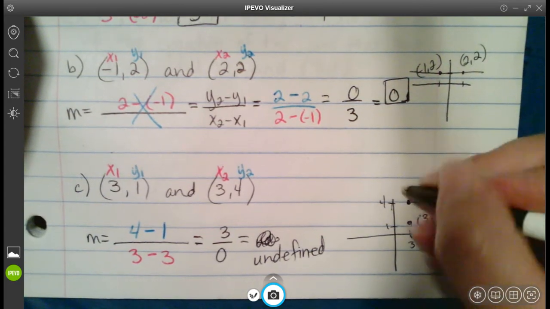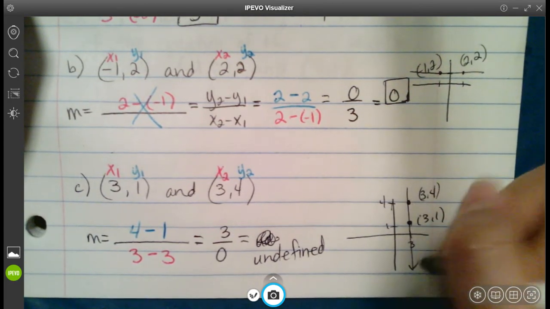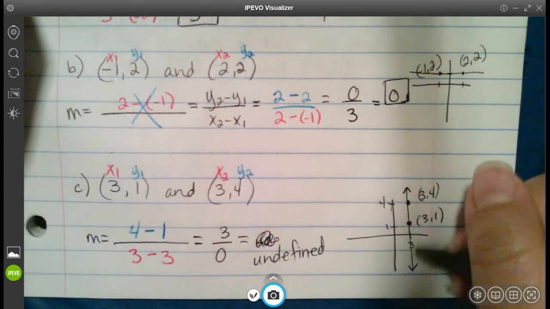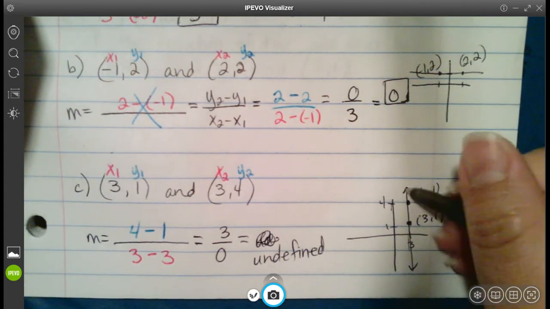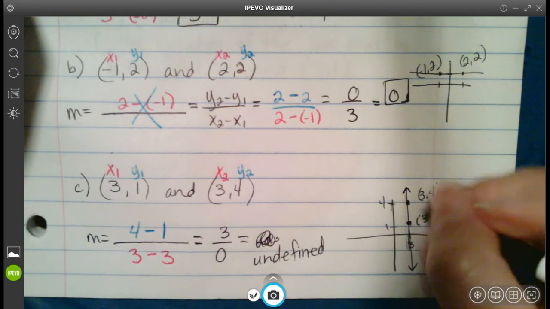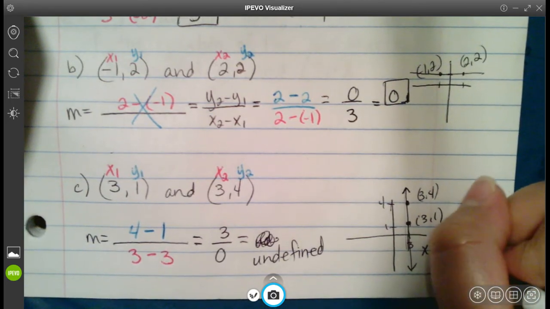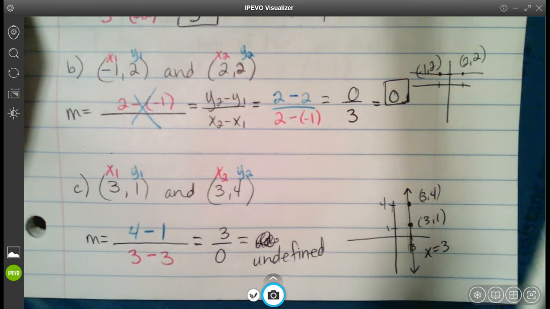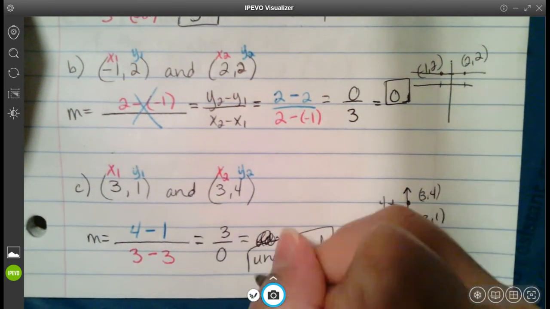But you see how they land right on top of each other, which we know is not a function, doesn't pass the vertical line test. And we also know this is a vertical line. So the equation for this would actually be x equals 3. But more importantly, the slope is undefined. So undefined.